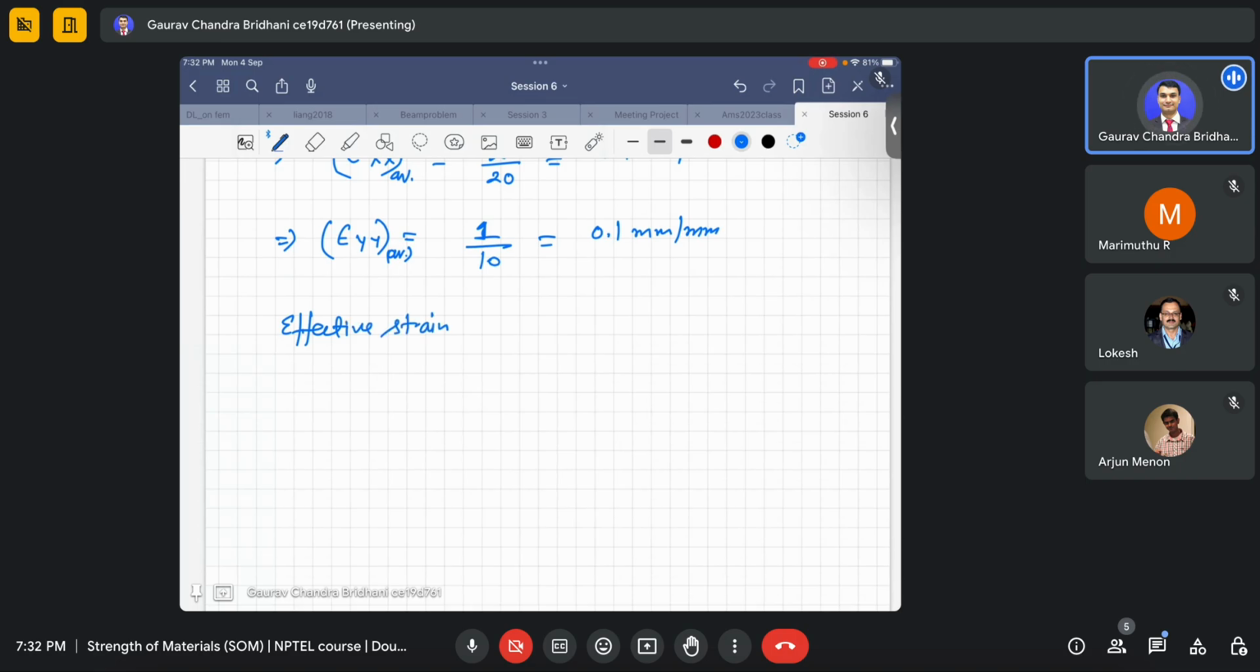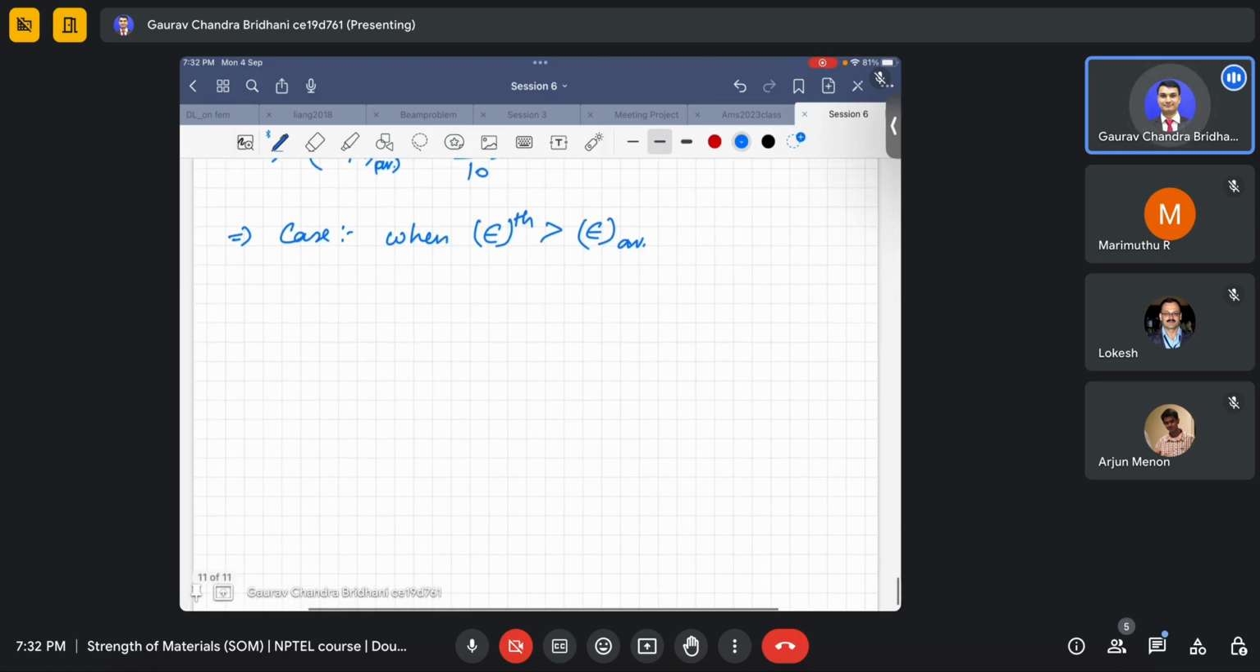Effective strain. This effective strain will come, so I am writing the case when epsilon thermal is greater than epsilon available. That is also called the observable strain, or mechanical strain sometimes. So we'll find epsilon effective. Effective strain will be epsilon thermal minus epsilon available. Now you understand why I'm reducing it, because that much strain won't cause any thermal stresses.